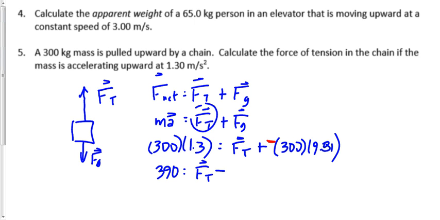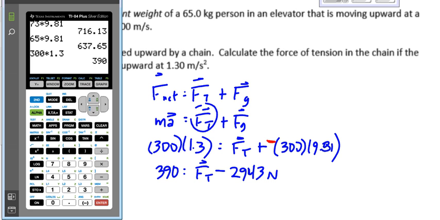300 times 9.81, I think... nope, 2943. Is that right? Now we're going to take that over by adding, because it's subtracted on the right side. 390 plus 300 times 9.81. Oh, look at that, 3,333.